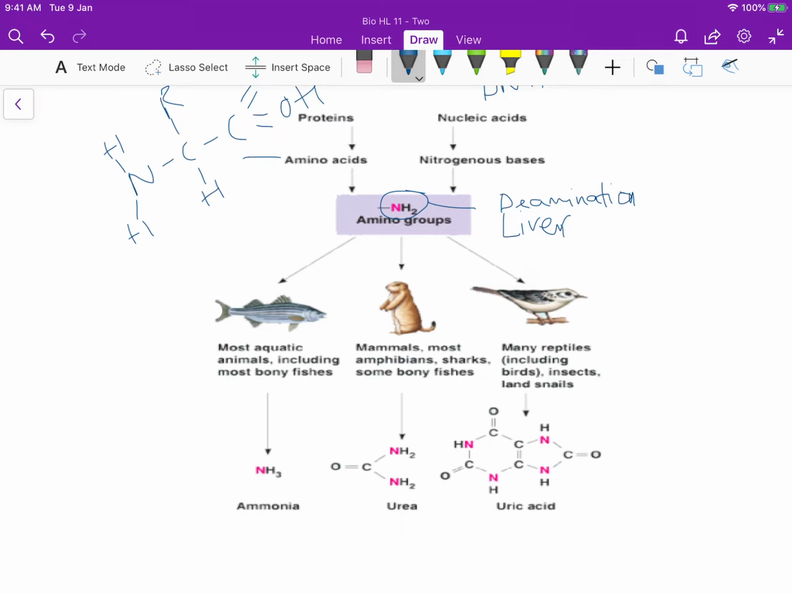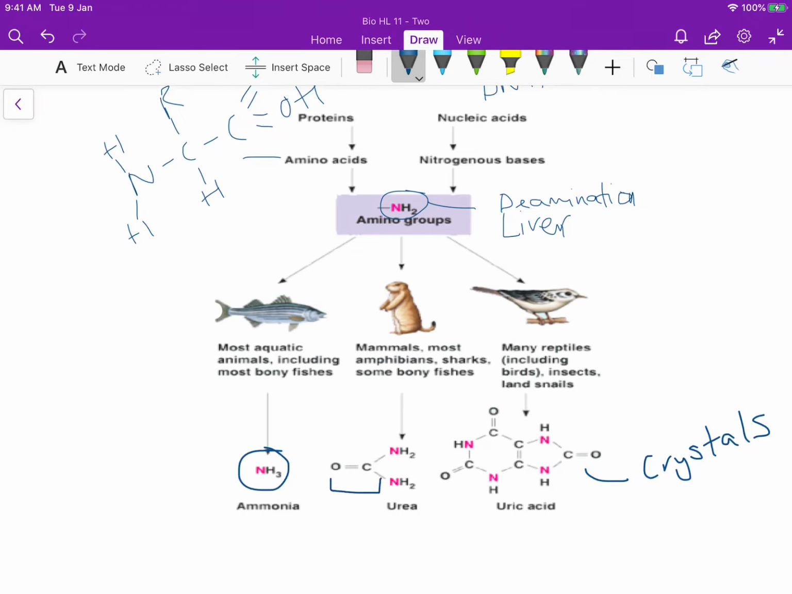So if we have a look at the picture here, we can see that there are different ways of doing it. If you're a bird, then you don't pee. So you don't get peed on by birds, you get pooed on. And the reason is they make uric acid, and this forms crystals. And so birds kind of excrete a paste, a uric acid paste. If you're aquatic, if you're living surrounded by water, then you can excrete ammonia. You don't have to combine it.